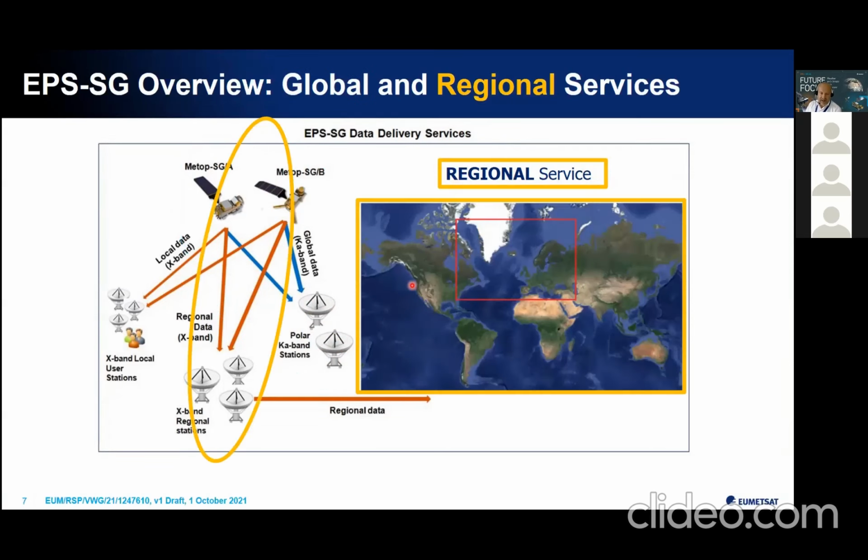Radio occultation will also have a regional service. When the satellites are flying over this area of interest, the data are collected and sent down to the regional stations that are deployed in this area, repatriated here are connected to the radio occultation antenna.